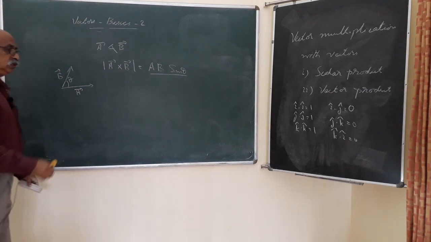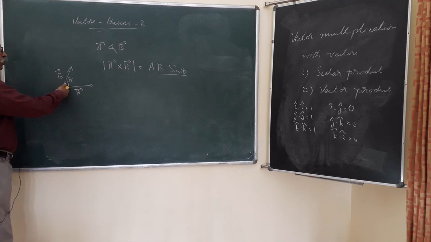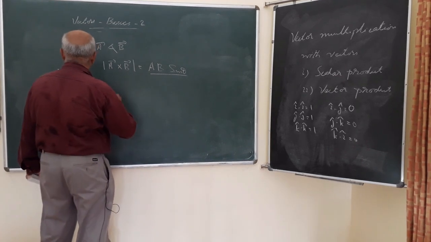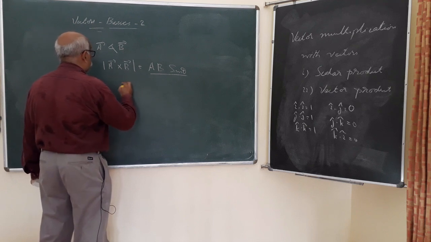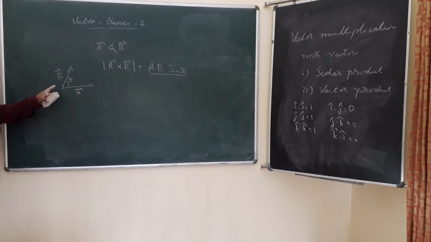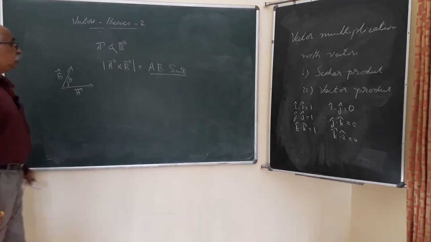What about its direction? Suppose you turn A to B, in what direction does the screw advance? If you turn it like this, from A to B through the smaller angle, then the screw will advance away from the board. That direction is chosen as the direction of the A cross B vector. It can be found with the help of the right-hand rule. The direction in which the right-handed screw advances will govern the direction of the vector.